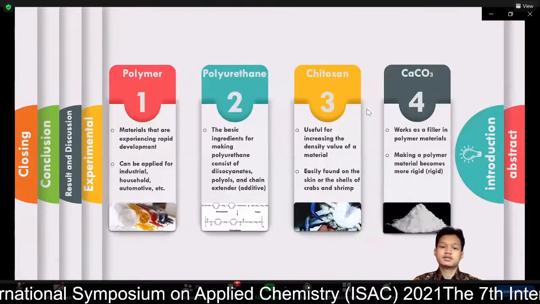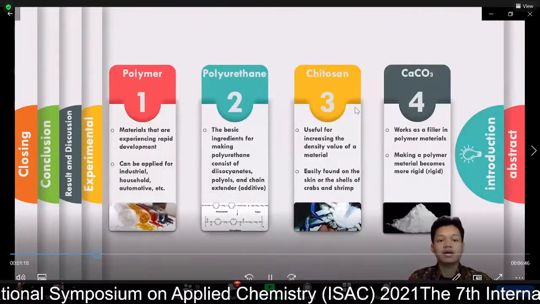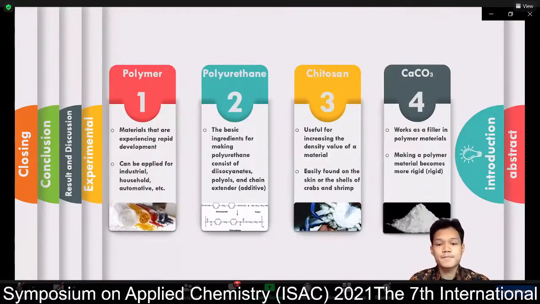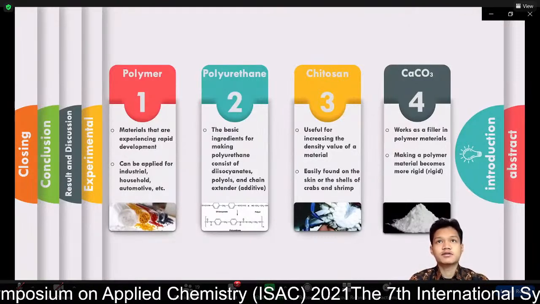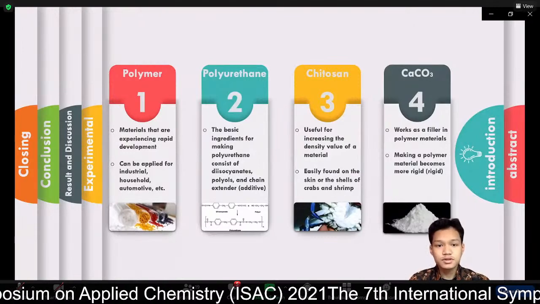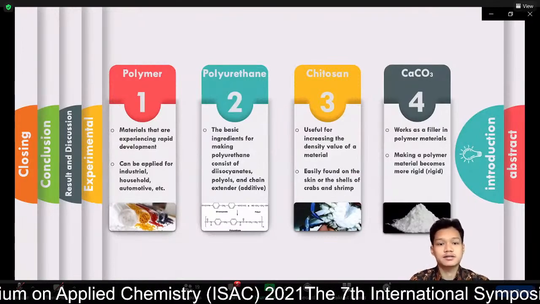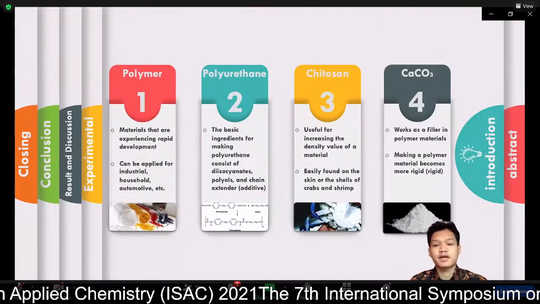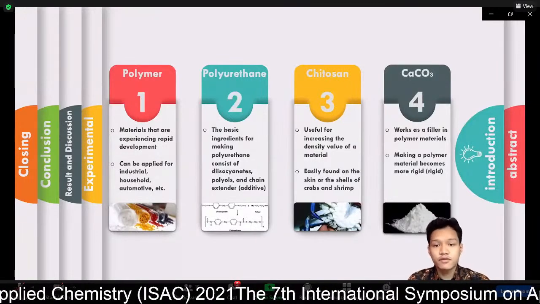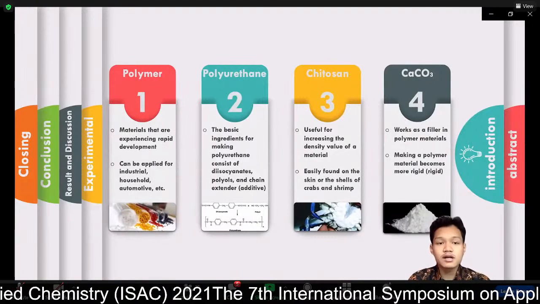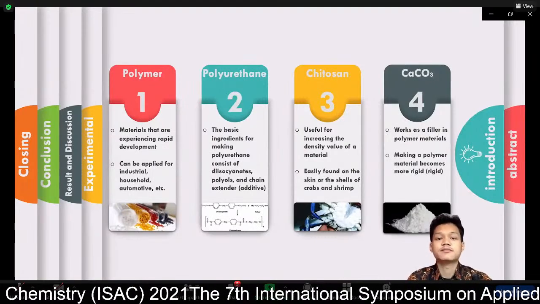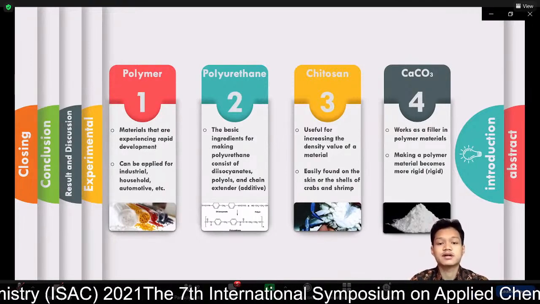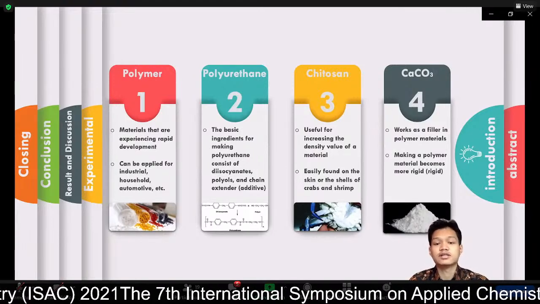Okay, next. Some introduction. First, polymer. Materials that are experiencing rapid development. We know that polymers are useful around the world, and we can see them anywhere. They can be applied for industrial, household, automotive, and for example, for a headliner for the car. Next, one of the types of polymer is polyurethane. The basic ingredients for making polyurethane consist of diisocyanate, polyol, and chain extender as an additive.